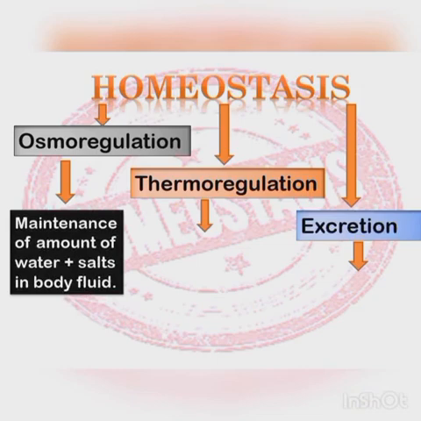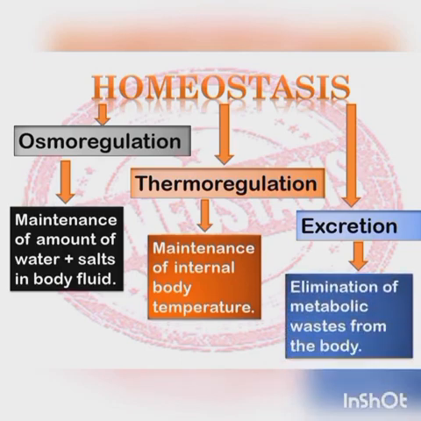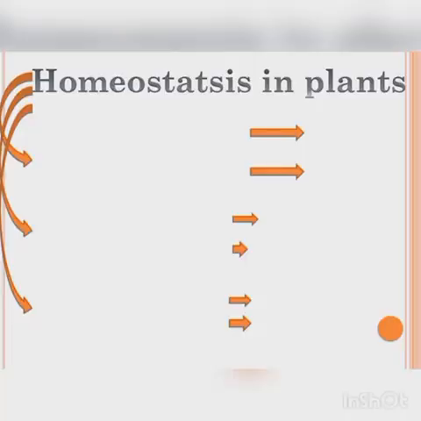Osmoregulation is actually the maintenance of amount of water and salt in the body fluid. Thermoregulation means maintenance of internal body temperature. Excretion means elimination of metabolic wastes from the body. Now we have to see homeostasis in plants, how the homeostasis can occur in the plants.